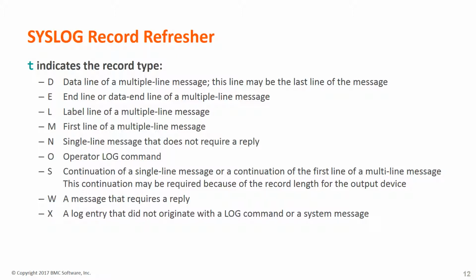The first field in the SYSLOG record indicates the record type or its purpose. I'm not going to read through all these different options. These really are documented in the IBM documentation, so you should look there if you need additional detail.